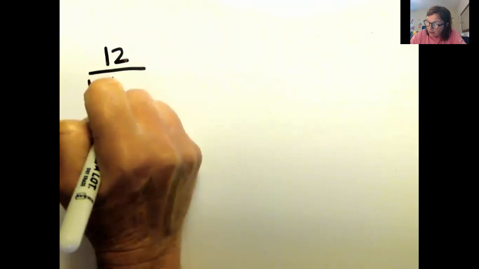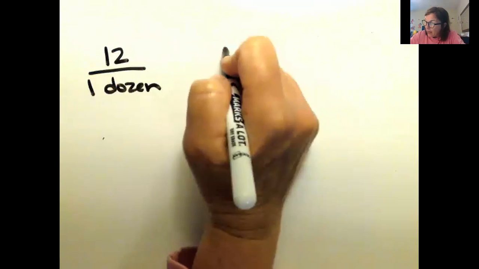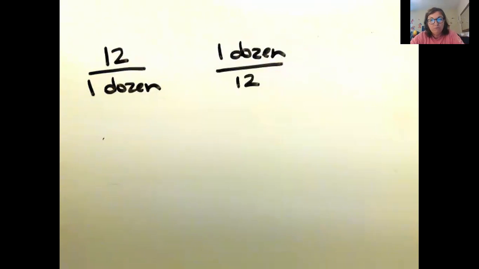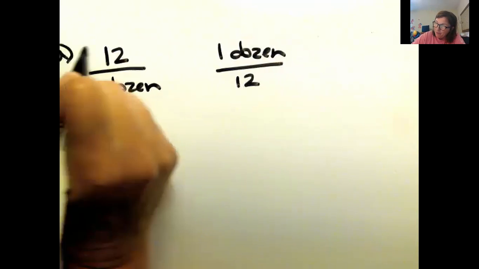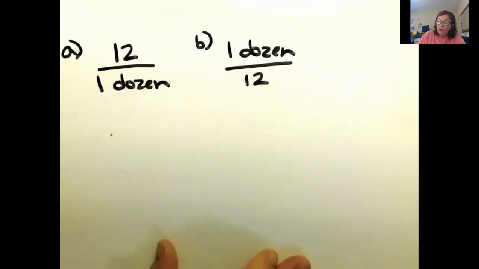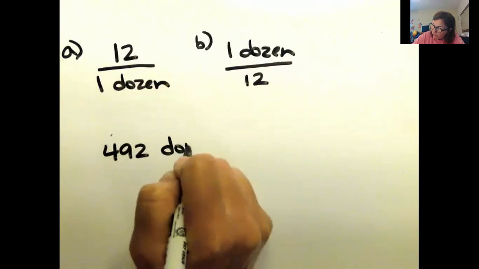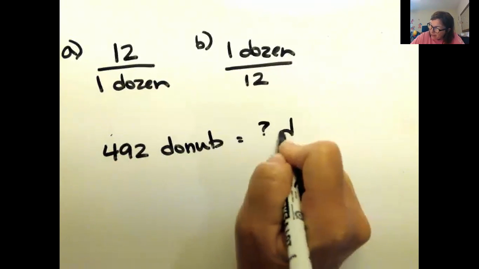So now I'm back to a clean slate again here. Let's go back over the whole idea of these equivalent statements. Just like I'd be saying 12 is the same as 1 dozen, right? And 1 dozen is the same as 12. So what if I said, I'm gonna make this A and this B, so you can choose. What if I said you've got 492 donuts? How many dozen would that be?